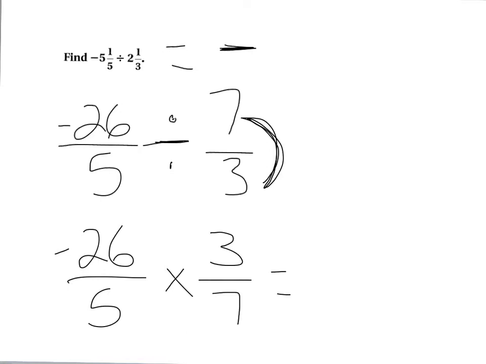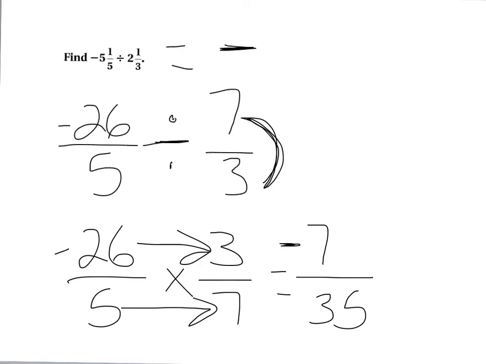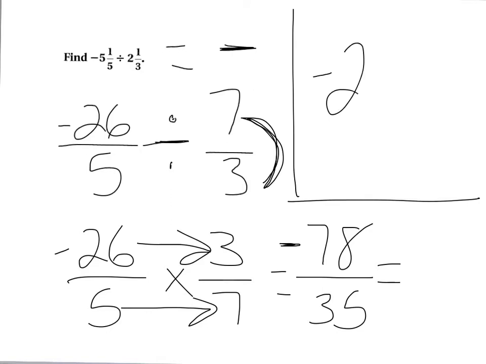When I go ahead and I multiply that, you just multiply straight across when it comes to this. 5 times 7 is 35. Negative 26 times a positive 3 would be a negative 78. I go ahead and reduce that. It goes in there 2 times. 2 times 35 is 70. And I would have 8 left over. So my answer would be negative 2 and 8/35 for my grand answer.